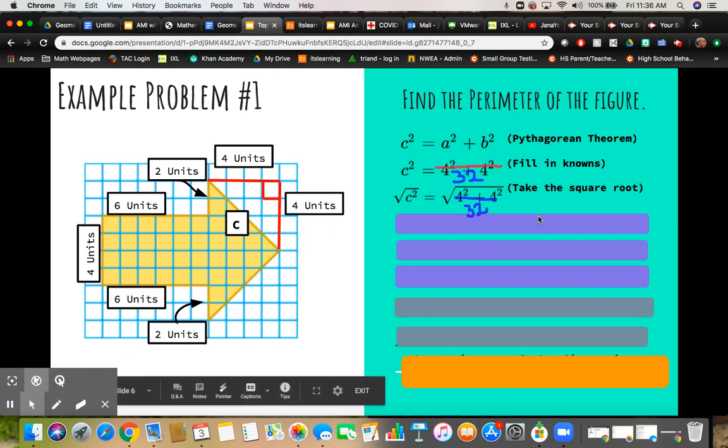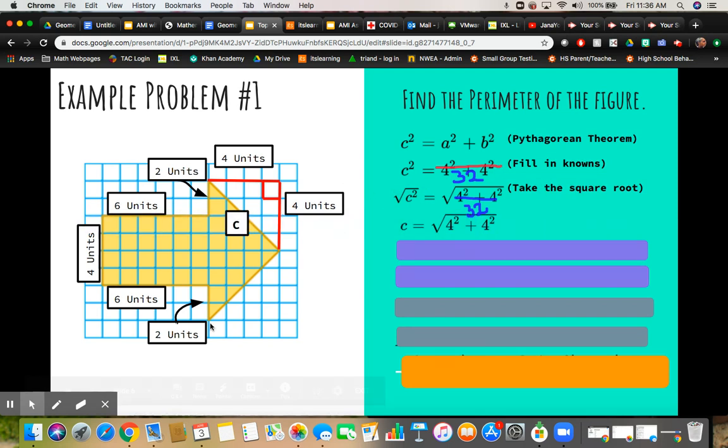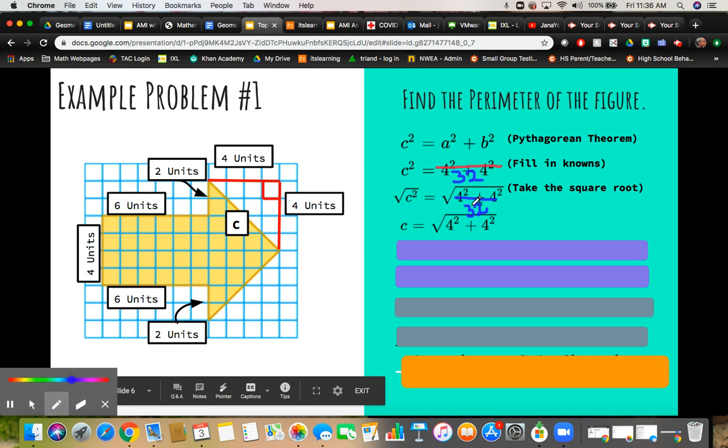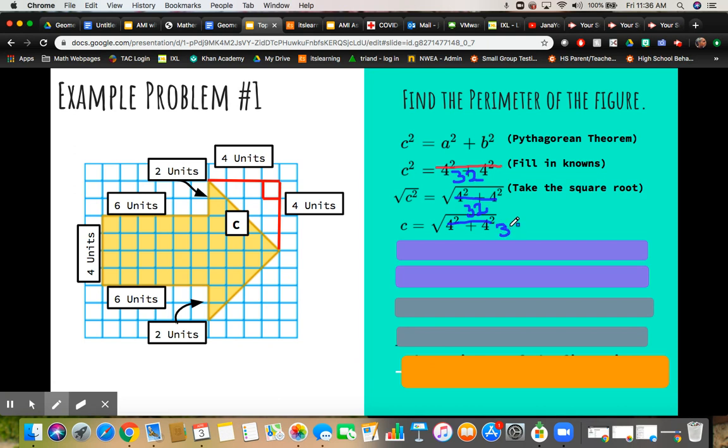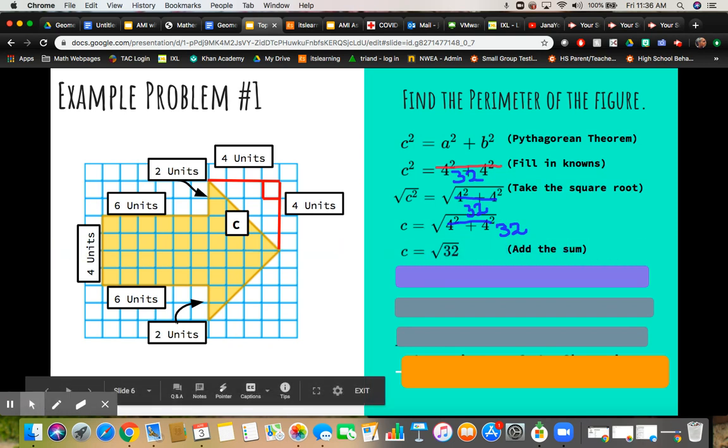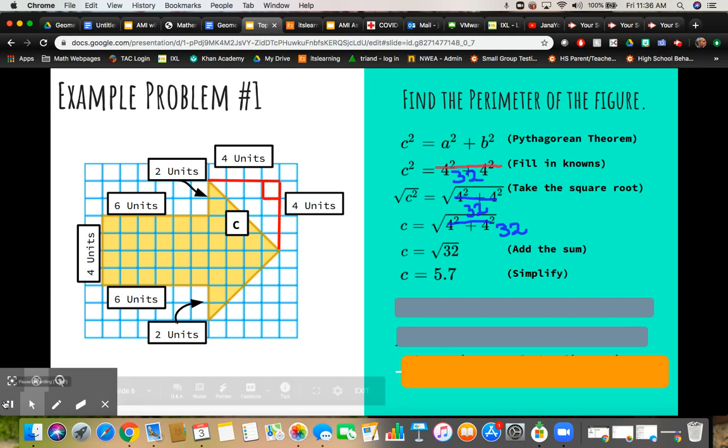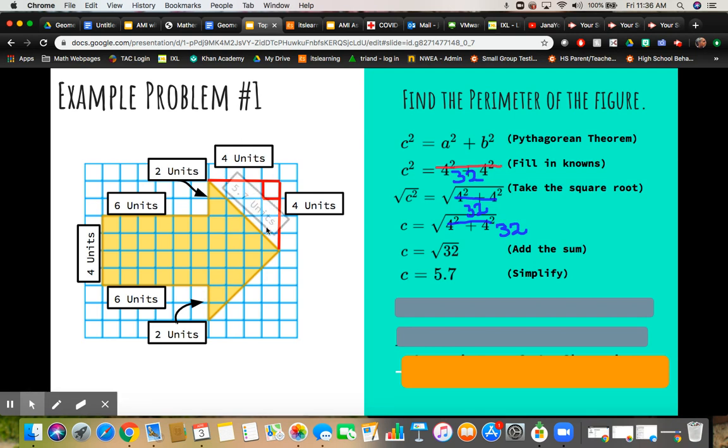And then I can just make it look a little cleaner. The square root of c squared is just c. And the square root of 32, I am going to keep. So I want to know what the square root of 32 is. Well, let's plug it in the calculator. When we take the square root of it, we get that c is equal to 5.7. So over here, I'm going to replace my c with 5.7 units because that is the measure of it.